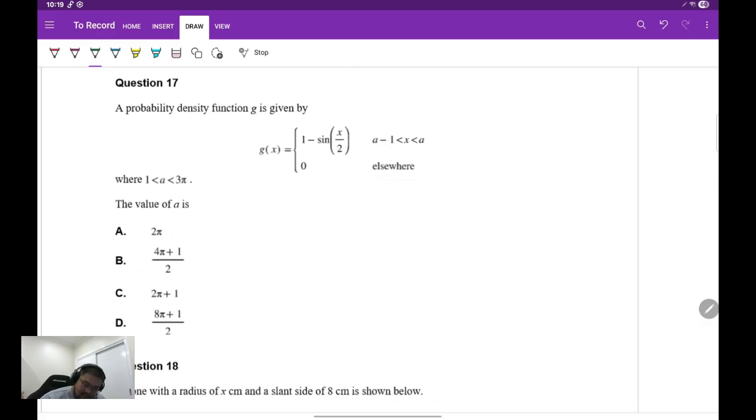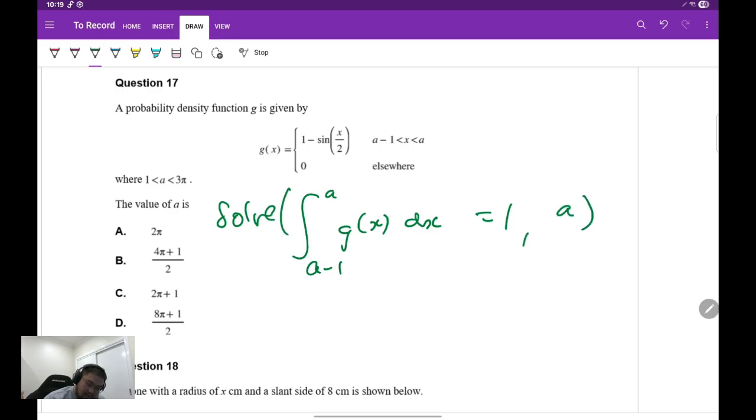Okay, probability density function is given by this, and you're trying to work out the value of A. Key thing you need to remember is that the integral from a to 1 of g of x dx should equal 1. And then when you solve this on your CAS, you need to make sure that you solve this for A. So solve, comma, A, and obviously define g of x as such. You don't need to define the 0 elsewhere bit, and you get the answer B for that one.